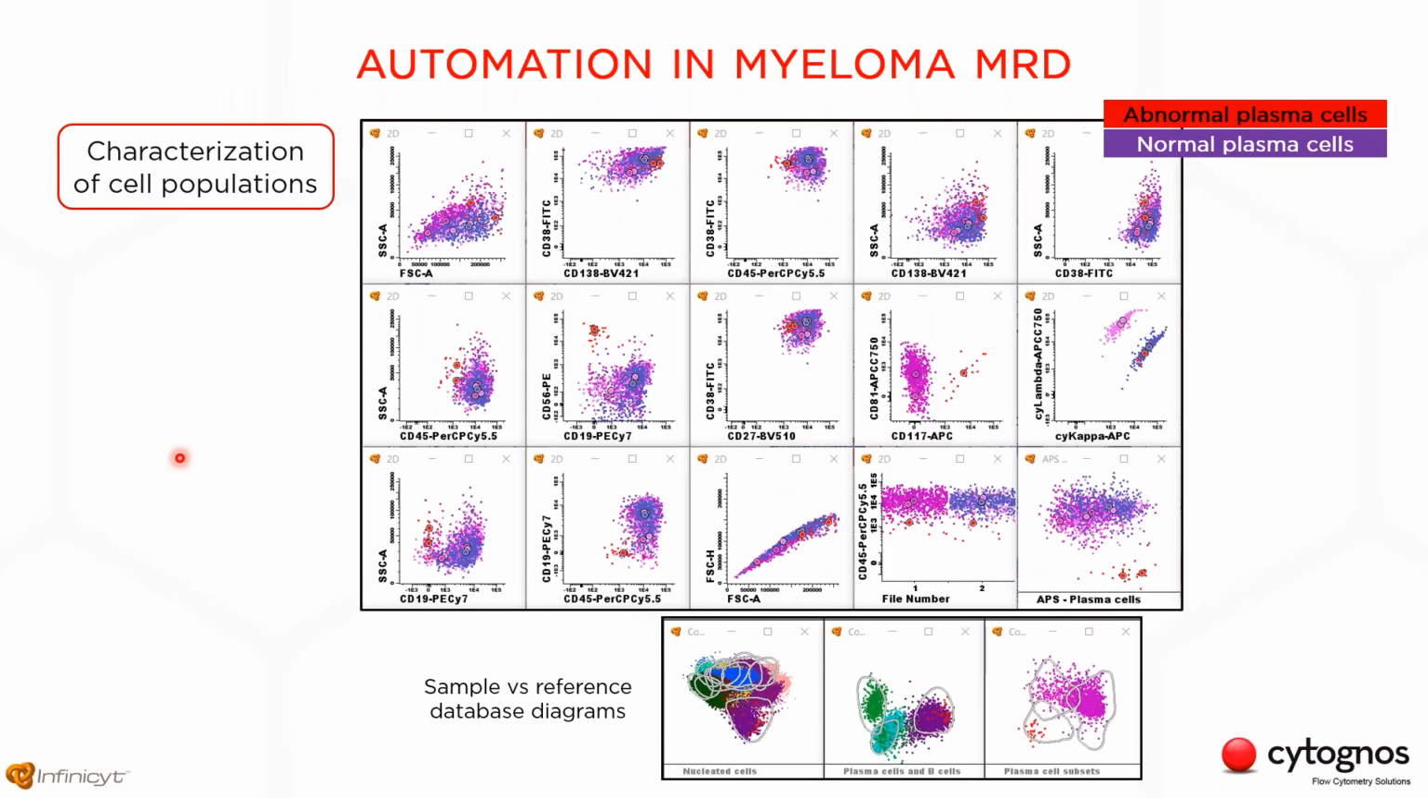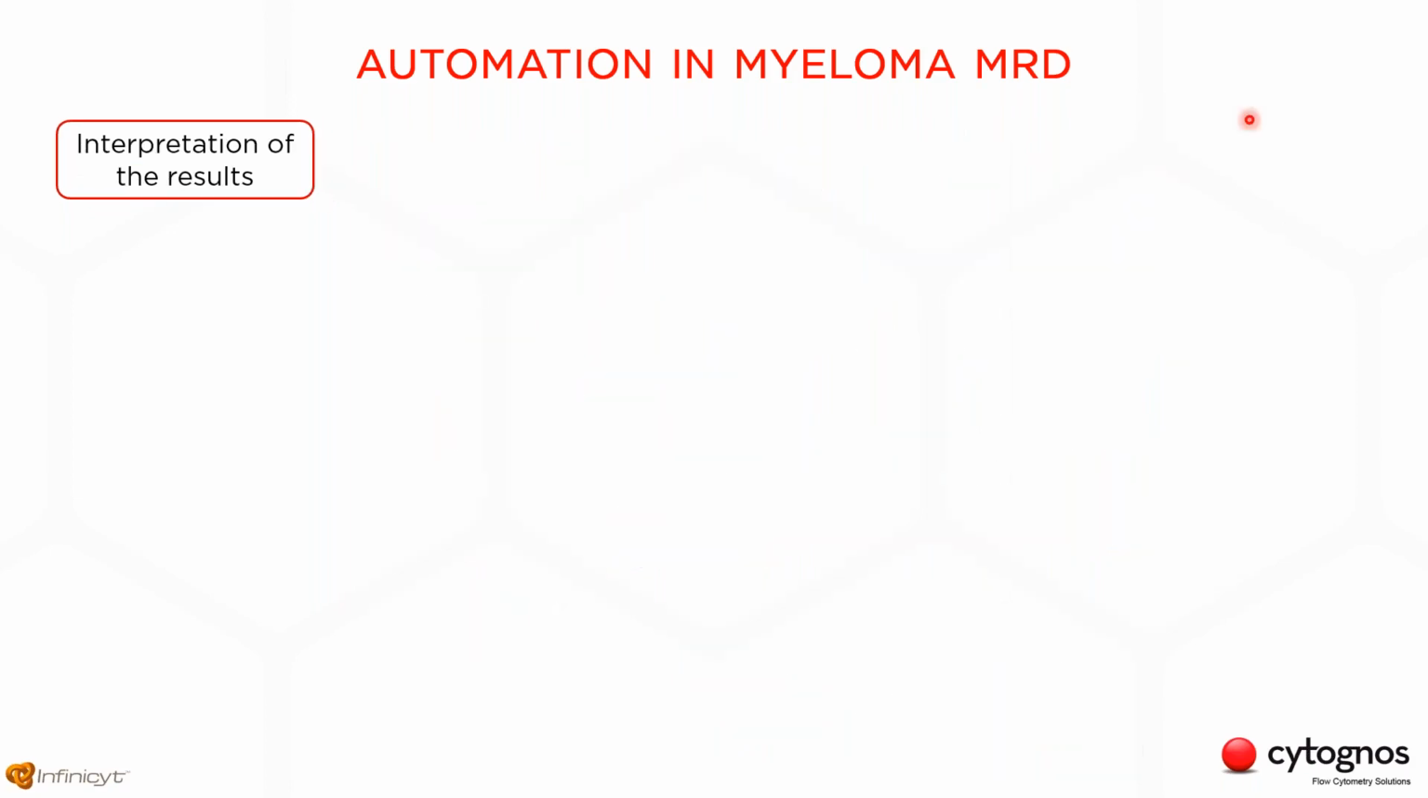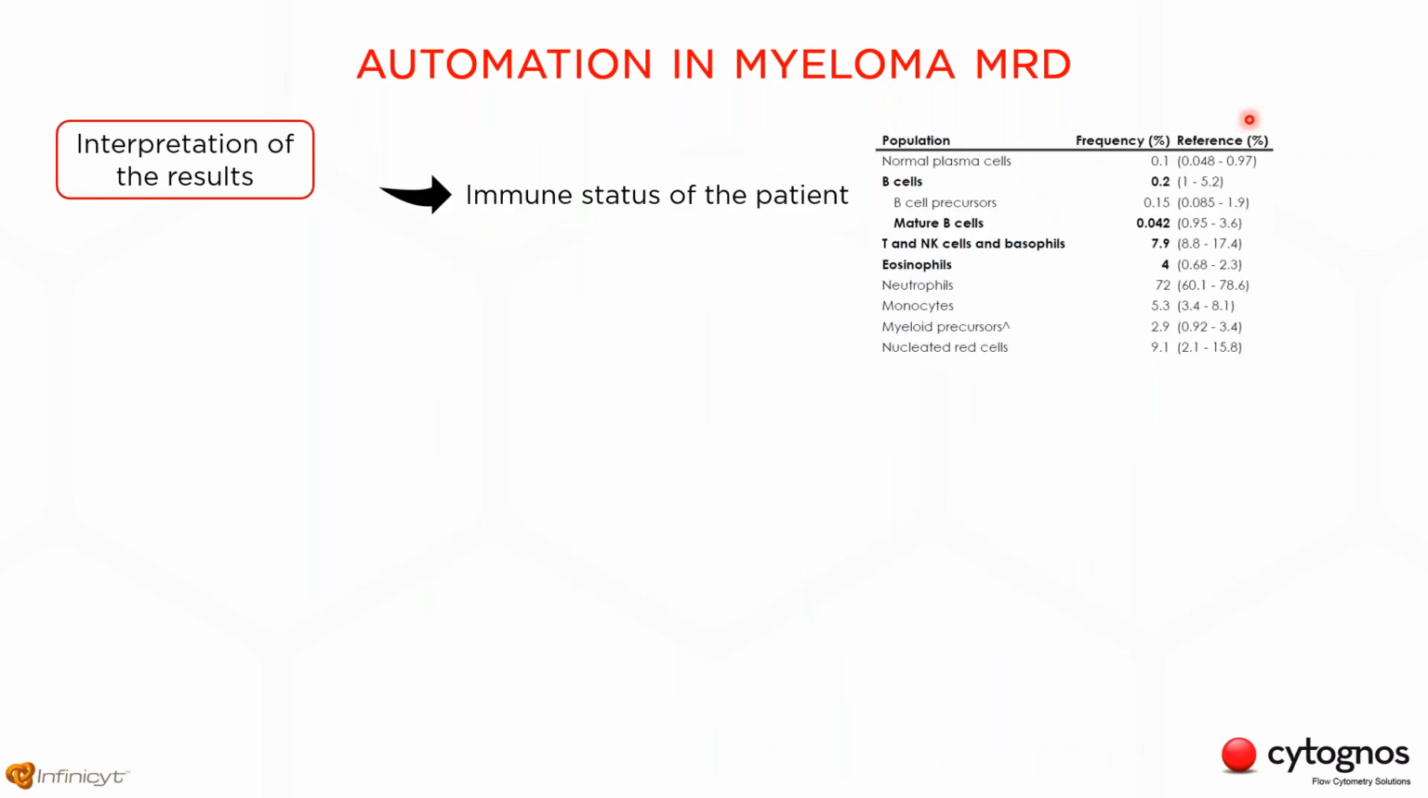Now, let's see an example of automation, in this case for multiple myeloma MRD. After automation, we identify and characterize both normal plasma cells and abnormal plasma cells in red. And here we have the interpretation of the case, including a complete immune profiling of the patient versus a normal reference, that appears here.